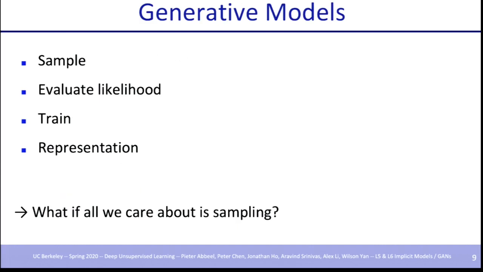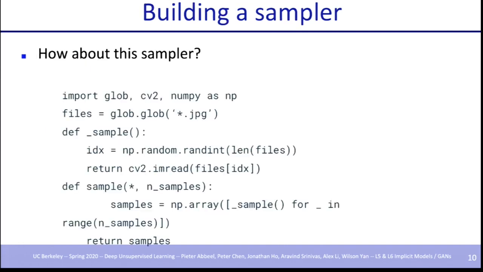Generative models, you might want to sample from them, evaluate the likelihood of a new sample or a given data point, train them, and find a good representation, some latent space. But what if all we care about is sampling? What might that open up in terms of new opportunities? Well, if all you care about is sampling, how about this thing over here?